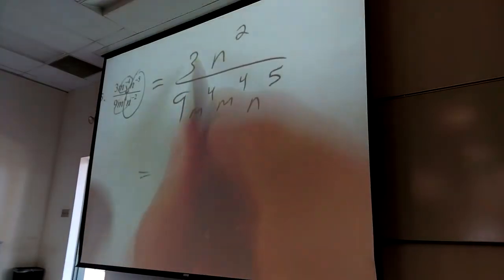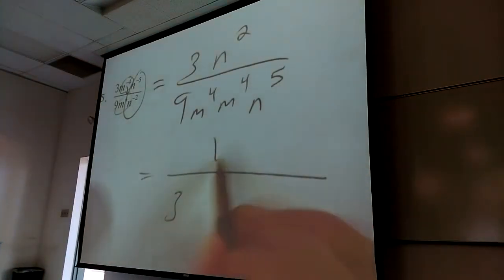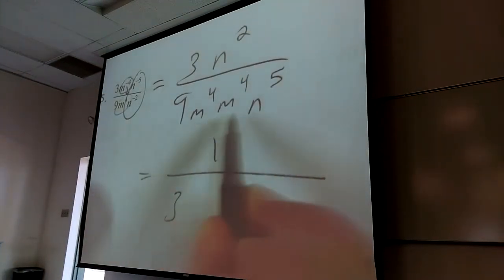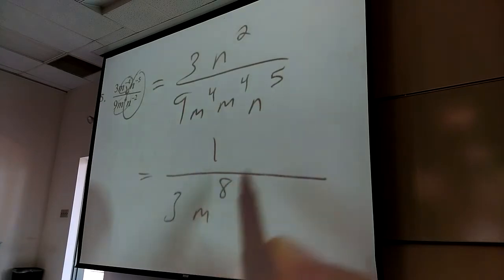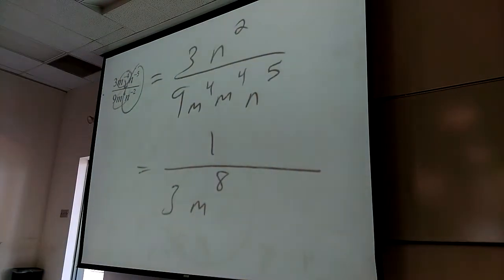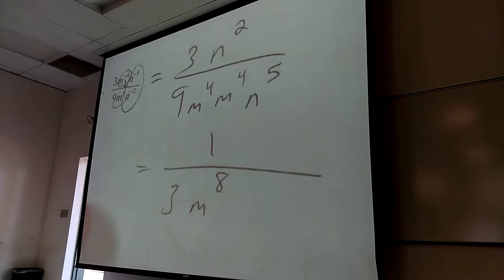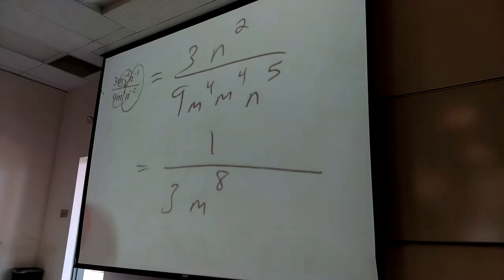So what do you get for the numbers here? 1/3. Yeah, 1/3. And what about the M's? M to the 8. That's crazy. And then how many N's cancel? 2. Sorry. How many are left? 3. Where? On the bottom.